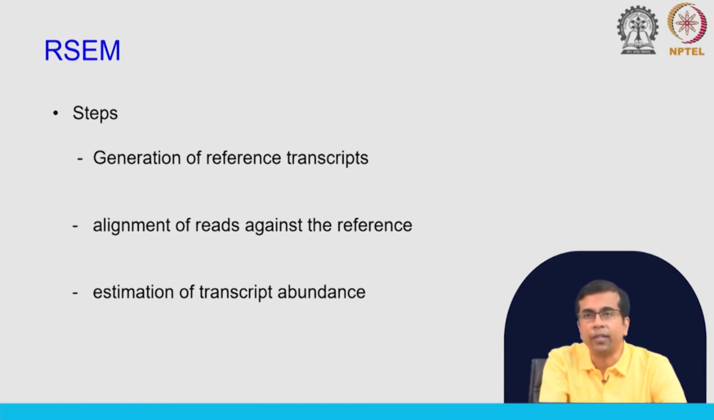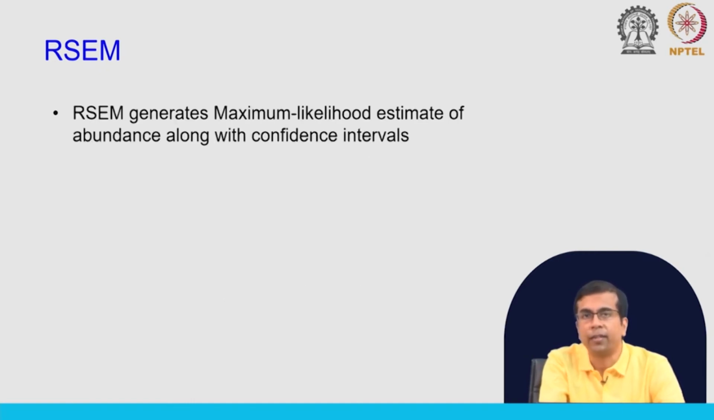What is unique about this tool is that it generates a maximum likelihood estimate of abundance along with confidence intervals. It gives you the 95% confidence interval for each feature, so it is not just a single number for the count, you also have a confidence interval. If that variance is very high, then you probably cannot trust the data that you are getting.